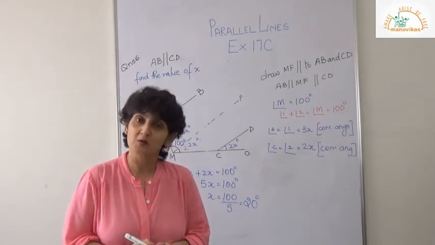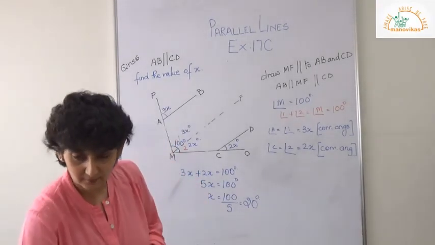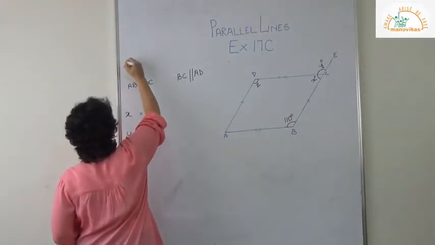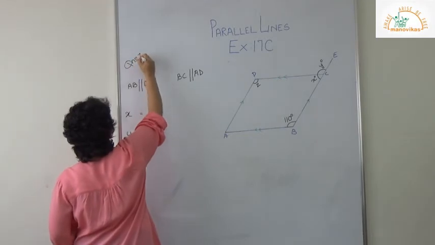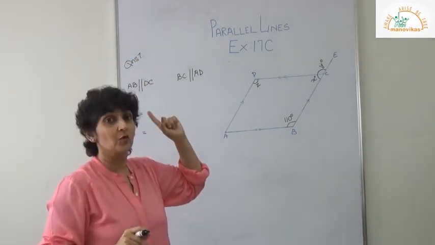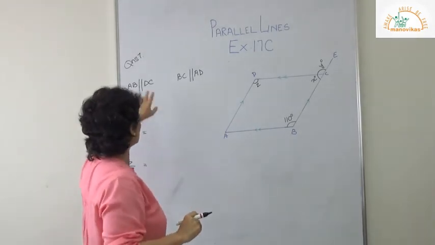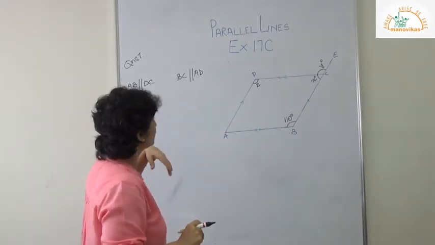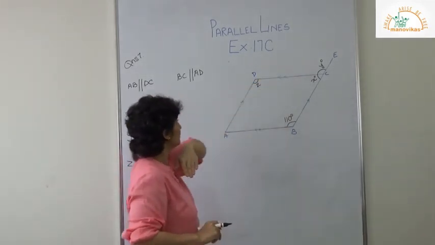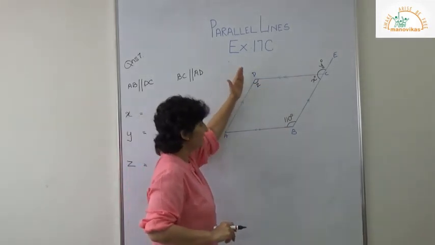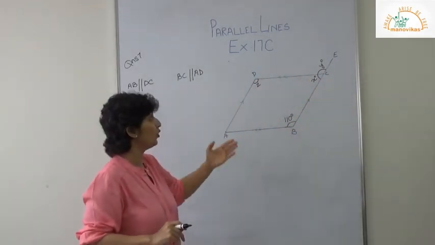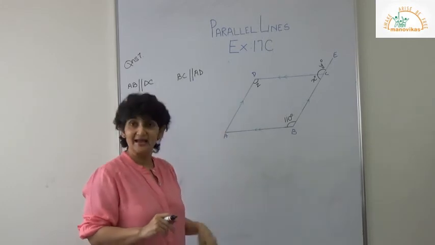Let's move on to question 7, children. This is question 7. Look at the figure again. It is similar to what we had done in question 5. Now, AB is parallel to DC, and they're saying AD is parallel to BC. You have to find the value of X, Y and Z.